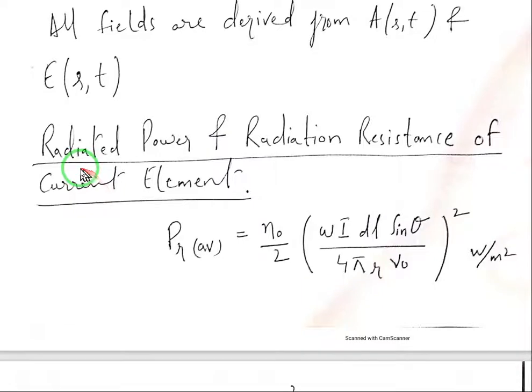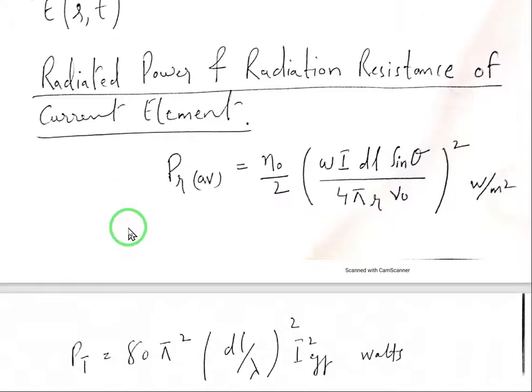alternating current element, radiated power and radiation resistance. The power that has come out as the end result of the derivation is PR average, that is the average power, equals to n naught by 2 multiplied by omega I dl sin theta over 4 pi r v naught whole square, and the unit is watt per meter square.